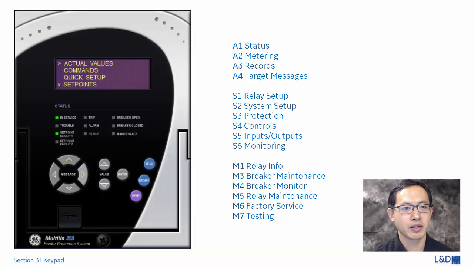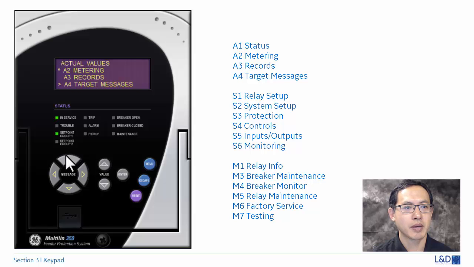There are 2 ways we can enter the actual values, either by clicking the message right arrow key or pressing the enter key. So once I press the right arrow key, I can see A1 status, A2 metering, A3 records. I can press the message down arrow key to see further. So I can see A4 is the target messages.